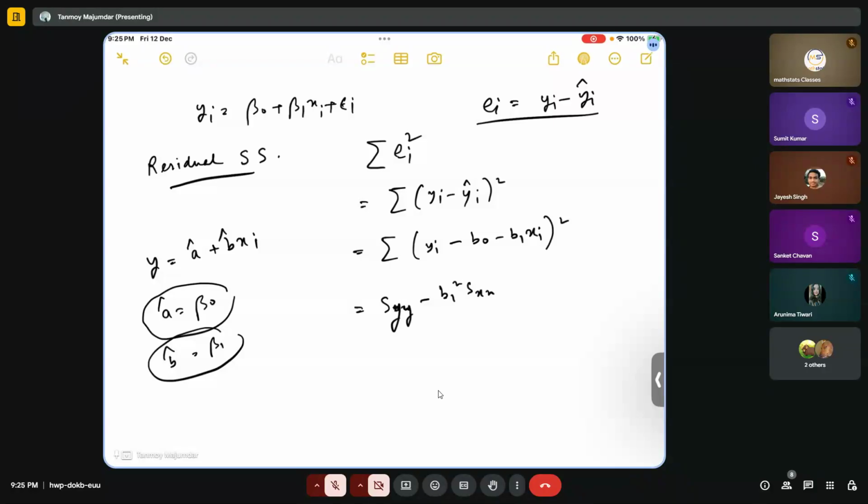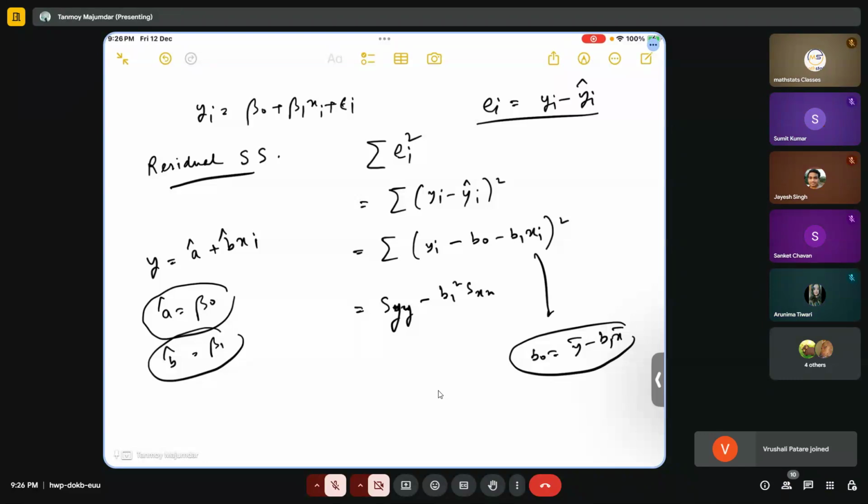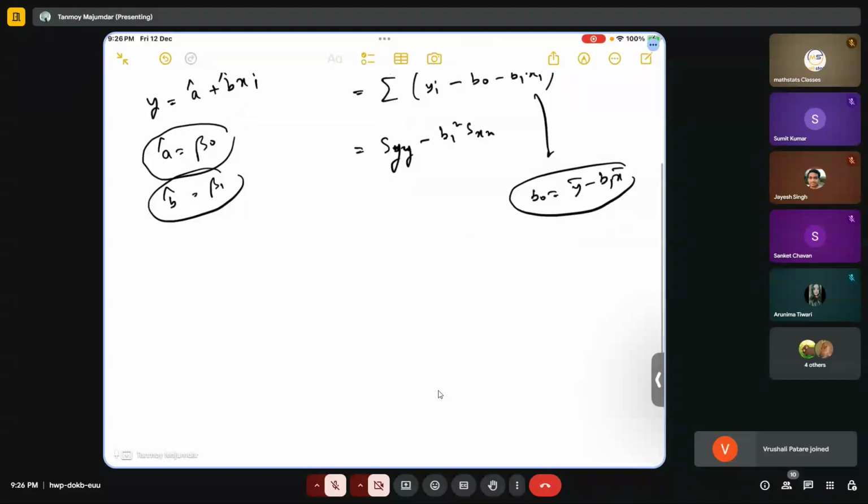Okay, so if you calculate this thing, you will get that. Okay, so you can use some replacement for b naught. So we can write b naught as y bar minus b1 x bar. So if you replace that term, you will eventually get this. डेरिवेशन में मैं नहीं जा रहा हूँ क्योंकि उसमें बहुत टाइम लग जाएगा. बट व्हाट वी आर गेटिंग is the value of the residual sum of squares, that is equals to syy minus b1 square sxx. तो दिस इज द फॉर्मूला.